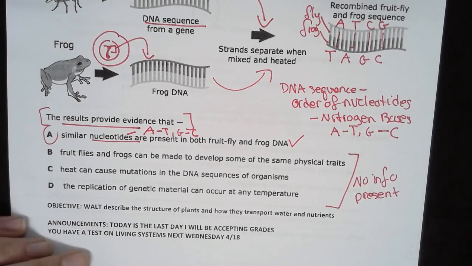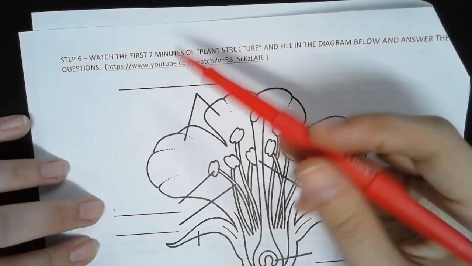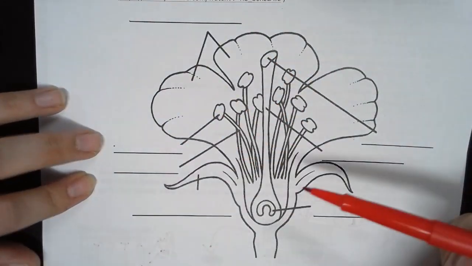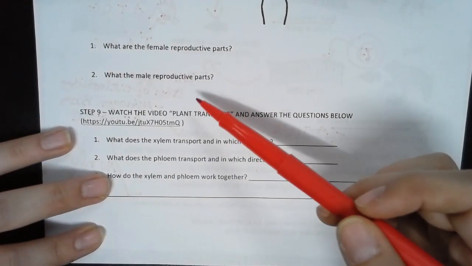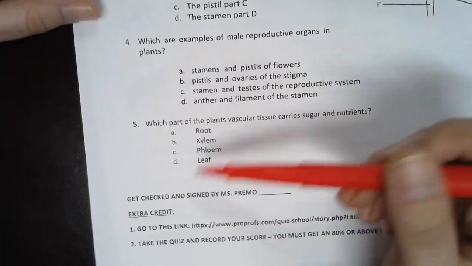To do this, you are going to make sure that you reference your directions. You're going to watch 2 videos to fill out this page of notes. For this first video, only watch the first 2 minutes. You're going to fill out this diagram of the plant and answer the 2 questions. You'll watch another video, answer these 3 questions, and then move on to the 5 practice questions to get them checked. There's also an extra credit opportunity.